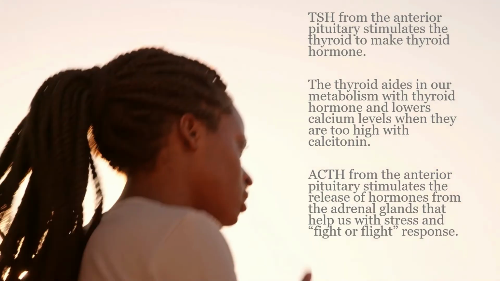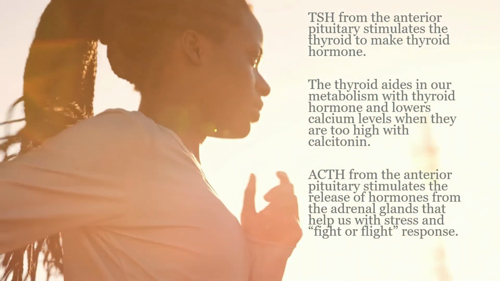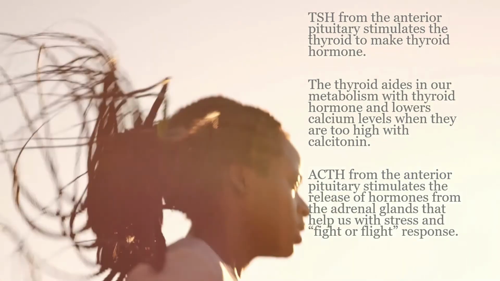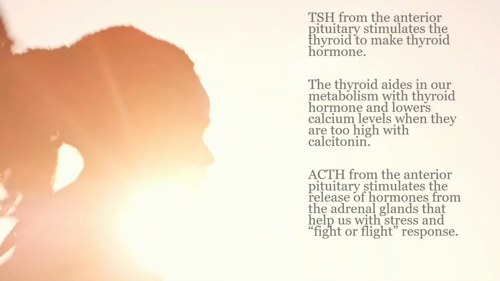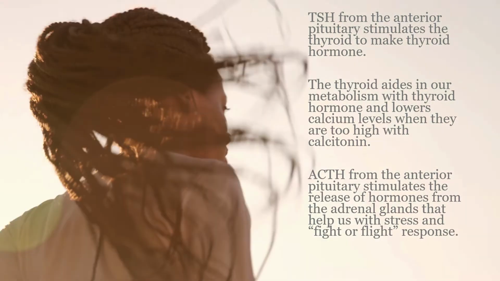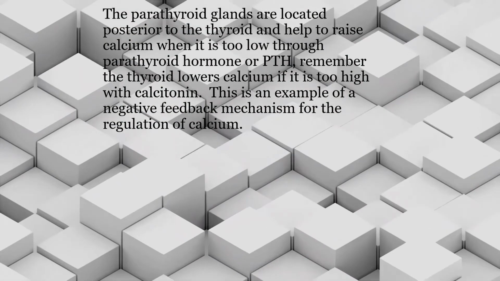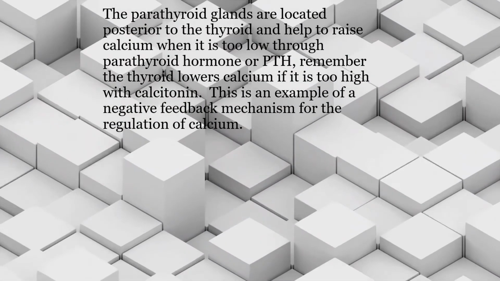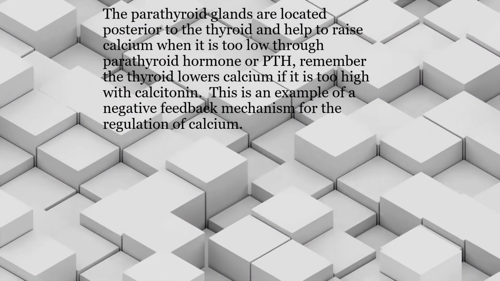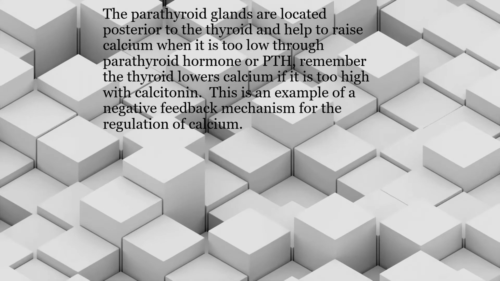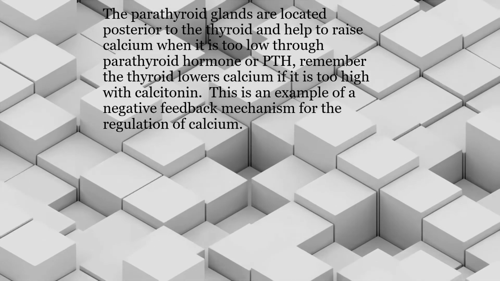Now we'll go on to the thyroid, which releases thyroid hormone that increases metabolism. The thyroid also aids with calcium control, using calcitonin to lower calcium levels in the blood when they get too high. The parathyroid gland releases parathyroid hormone to raise calcium levels when they're too low, along with the previously mentioned calcitonin from the thyroid that lowers calcium levels when they're too high. They both make up an important negative feedback mechanism to maintain calcium homeostasis.